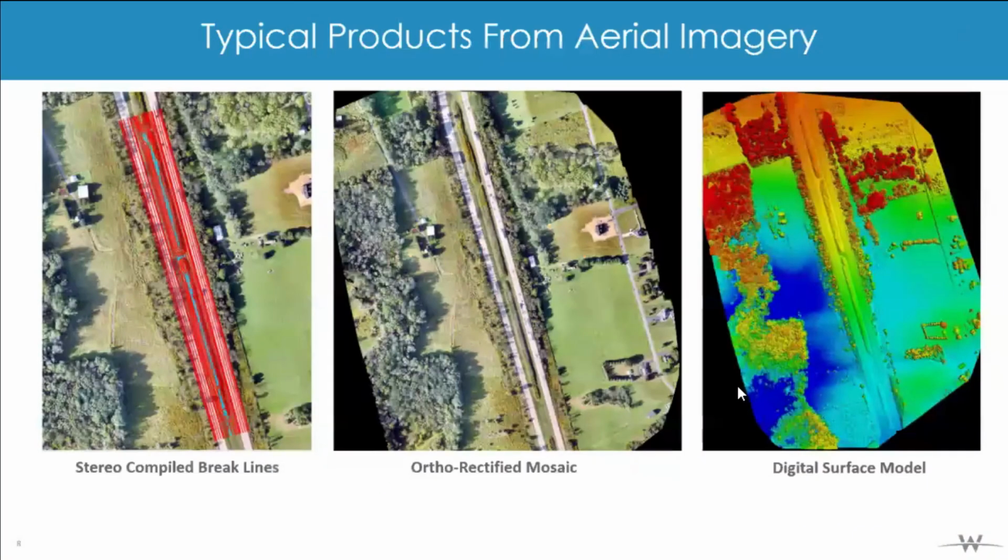So sources of error: let's talk about our geospatial products, the products we are dealing with. You have stereo compiled break lines and vector features, road center lines, edges, houses, and things like that. That's a vector map and 3D break lines. And we have the ortho rectified mosaic, and we have the DSM. And the DSM, this one is from imagery, but it could come from LiDAR.